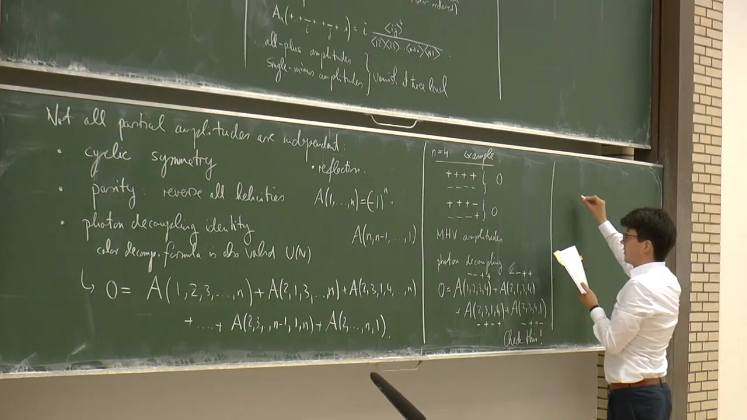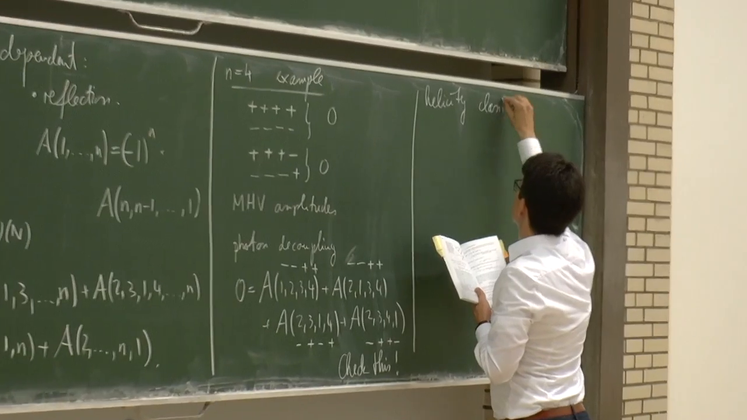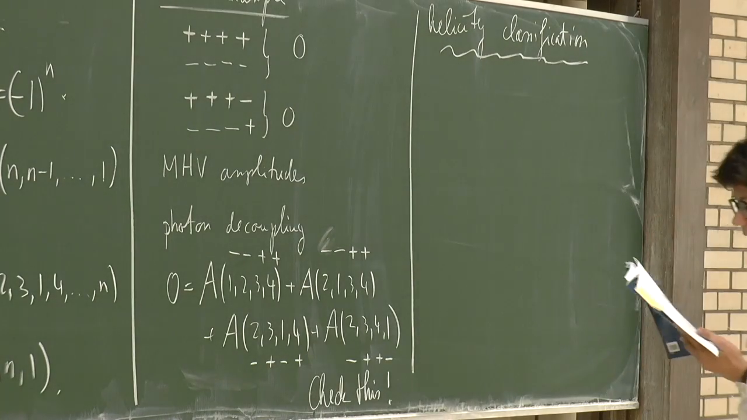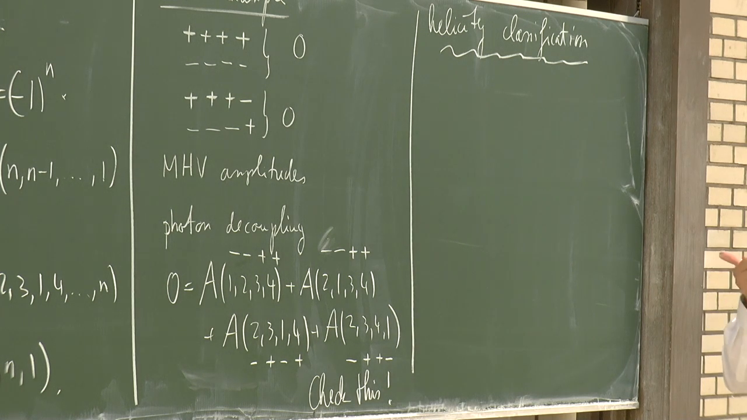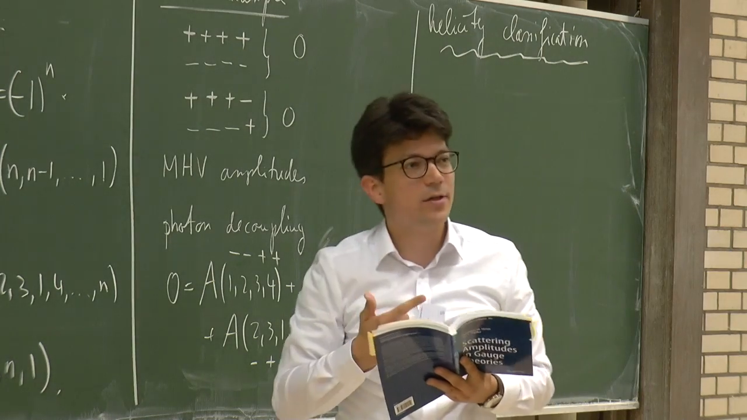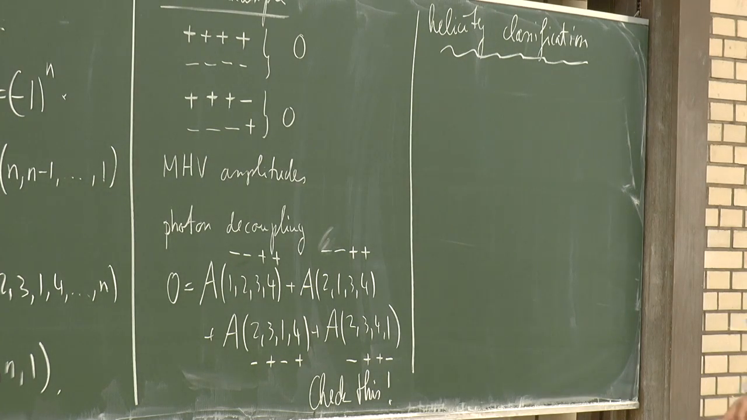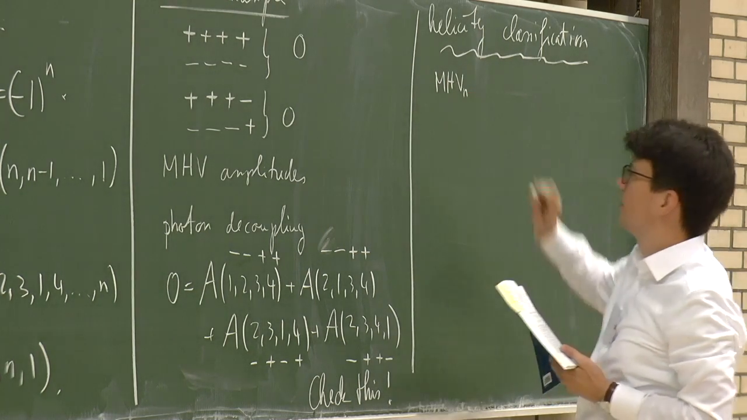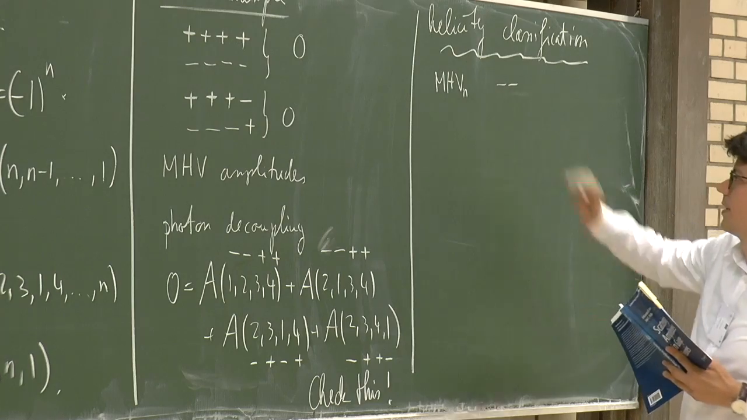So let me draw this here. This will be the helicity classification. So I'd like to consider some amplitude where I label the number of particles n as usual, and I'd like to introduce another number k, which denotes roughly speaking the number of negative helicity gluons. So there's this notation. So we have the MHV amplitude for n particles. Now, this is the amplitude with 2 negative helicity gluons.